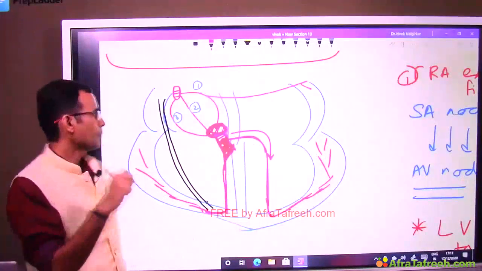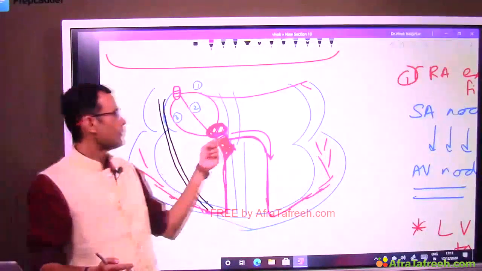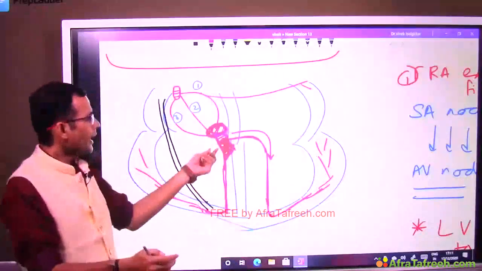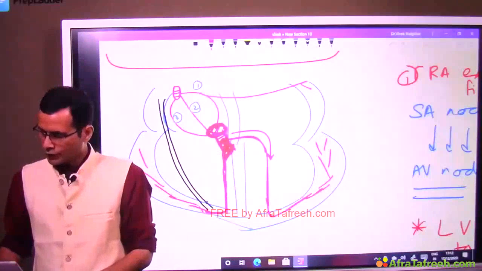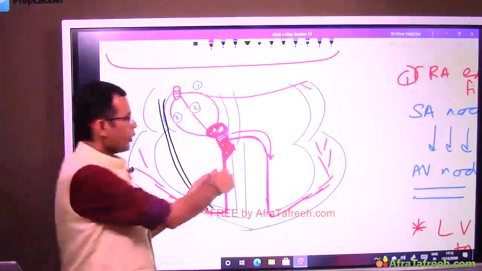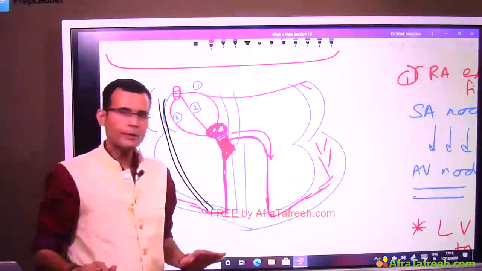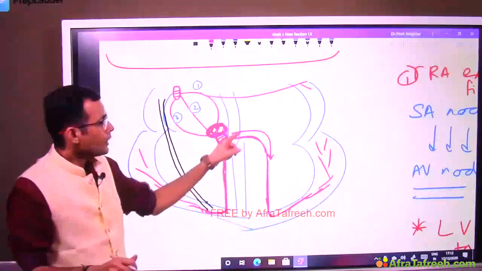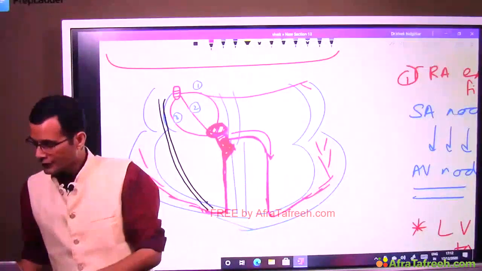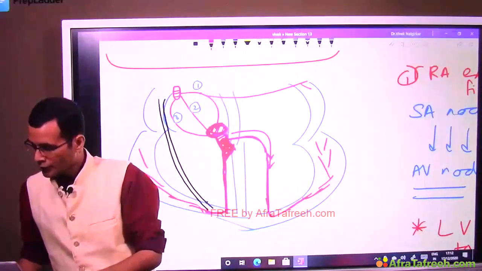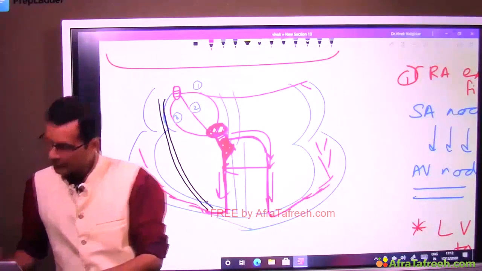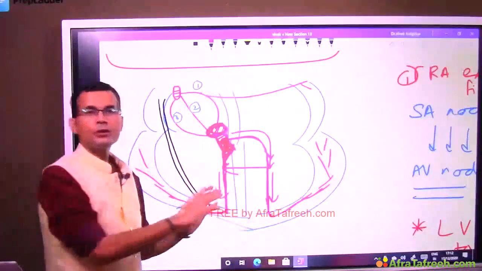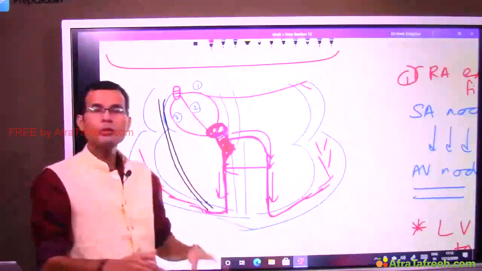Remember this. You can see in the diagram, the left branch has started from the bundle, and then the bundle itself continues downward as the right branch. So both branches run on either side of the interventricular septum. But the impulse went to the left branch first, then through the septum it goes to the right, and then the impulse comes down in both branches toward the apex.